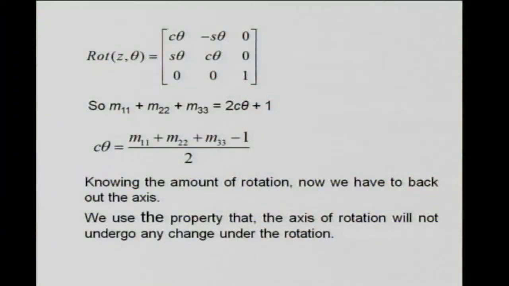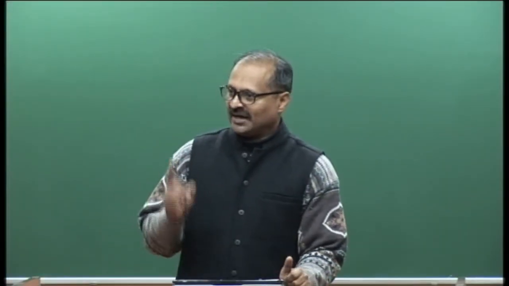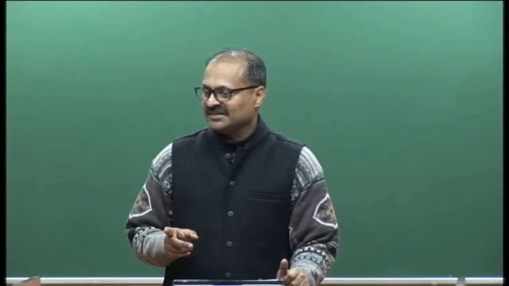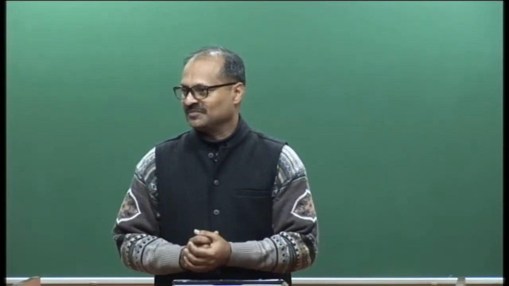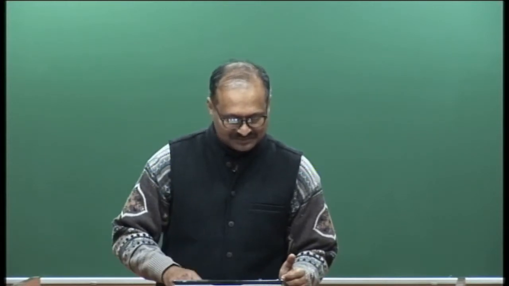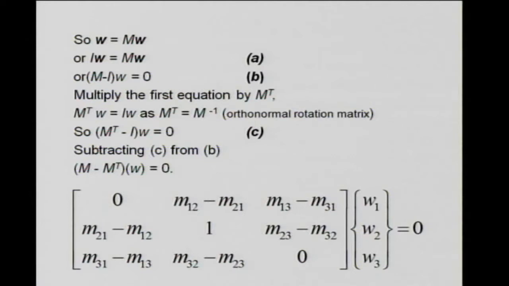So to do that, we have a very interesting property: if you rotate about that particular axis, then that axis will not change because you're rotating about that axis. So we'll try to use that property. If my axis is given by W, this is a vector, so I've written it as W. I should have written it as W with a tilde below or a cap on top, but anyway, even if I multiply by the matrix which transforms this, this W vector will still stay the same. It will not change because it is the same in both coordinate frames.